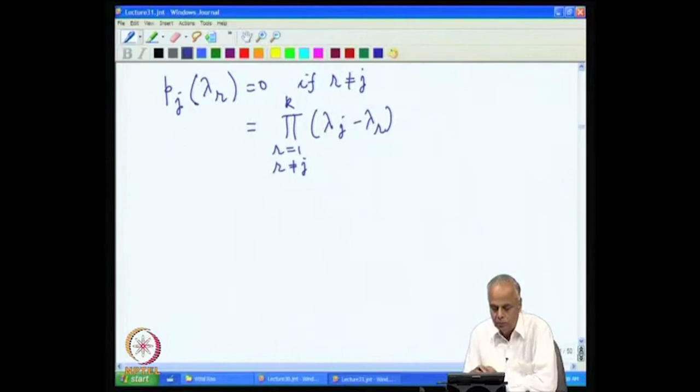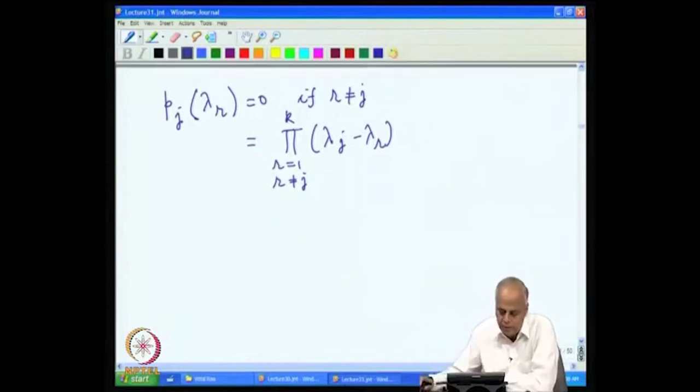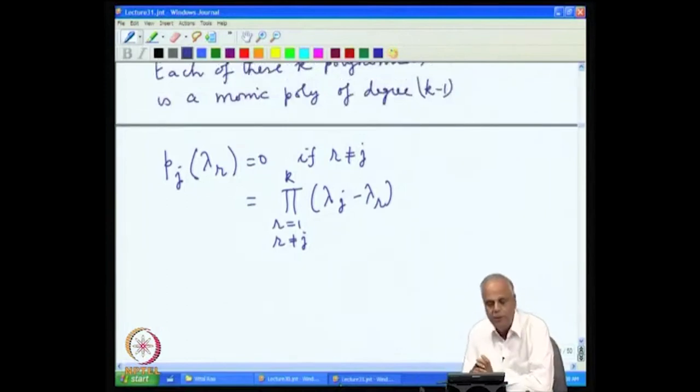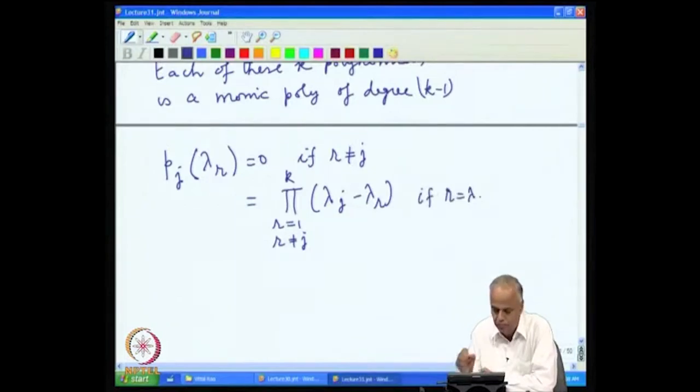Now, we have this polynomial p j which vanishes at all these points except at lambda j, where it takes this value. So this is what p j lambda j is. p j lambda r is 0 if r is not equal to j. So this is p j lambda j.